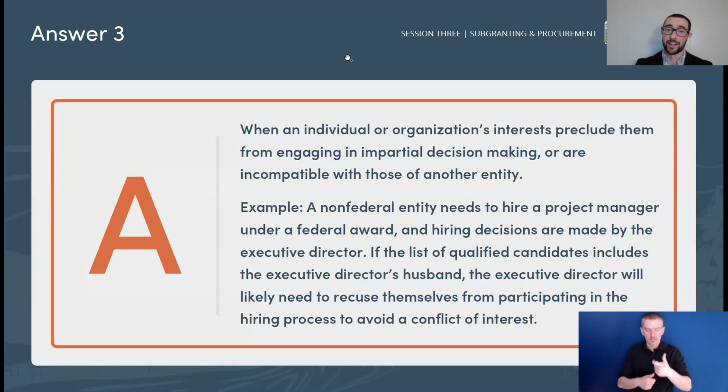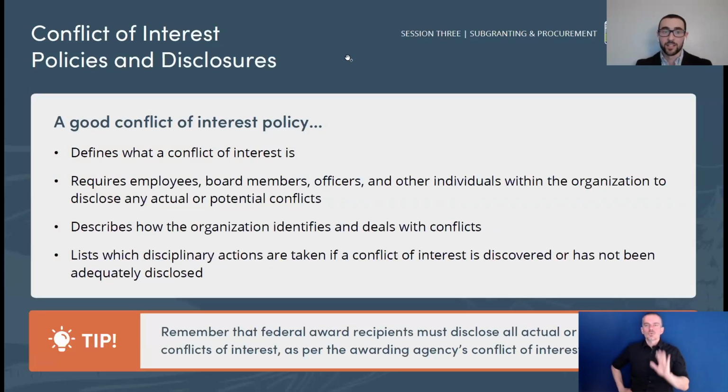And it's very likely that the executive director is participating in hiring that, potentially their own husband, that's a violation of conflict of interest standards that are laid out in the organization's policies, but also probably in the federal awarding agency's policies. So what should your conflict of interest policy include?